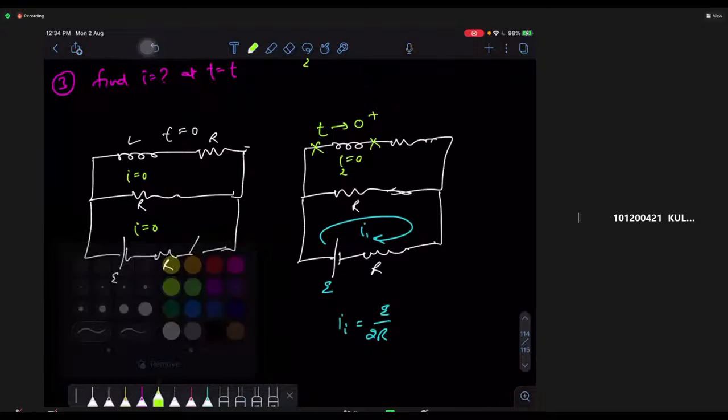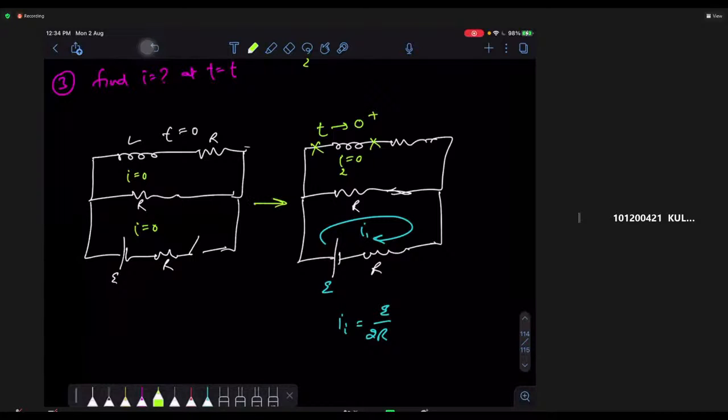So how to deal with the initial circuit? For the initial circuit, remember one important point: an inductor doesn't allow the jump of current.